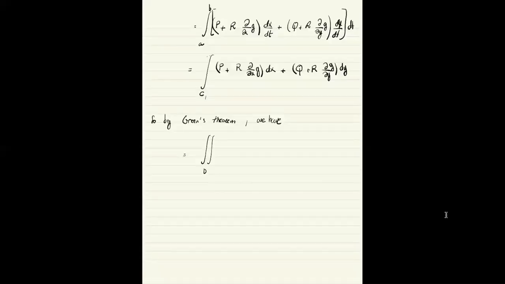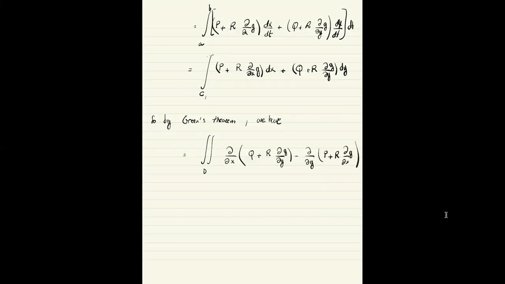So by Green's theorem, this is equal to the integral over the domain D, because this is our domain D. Now remember what Green's theorem is. You take the partial derivative of the second component of the vector field, and then you subtract the partial derivative with respect to y of the first component of the vector field, which is in this case P plus R dx.